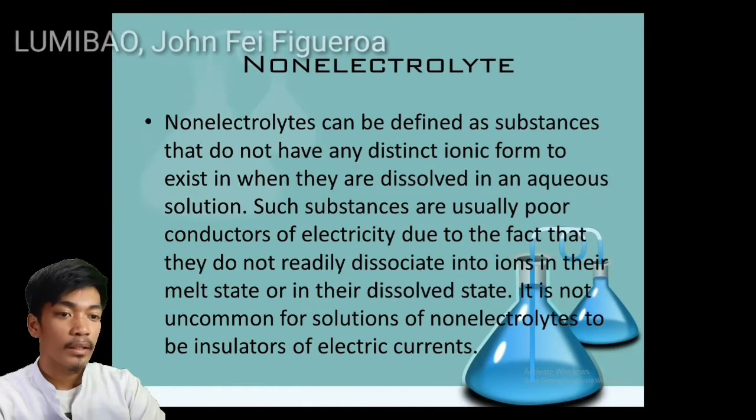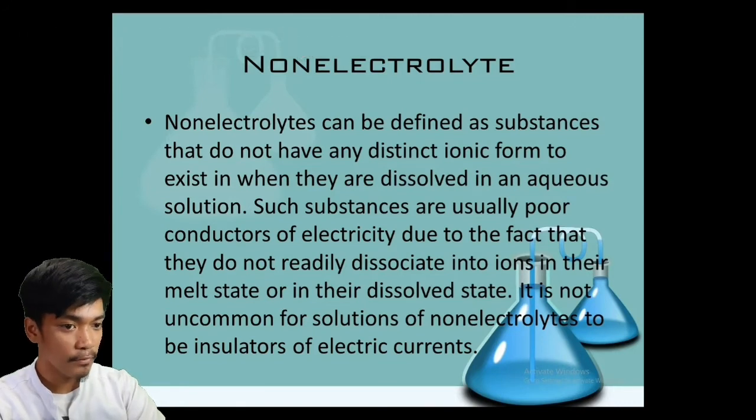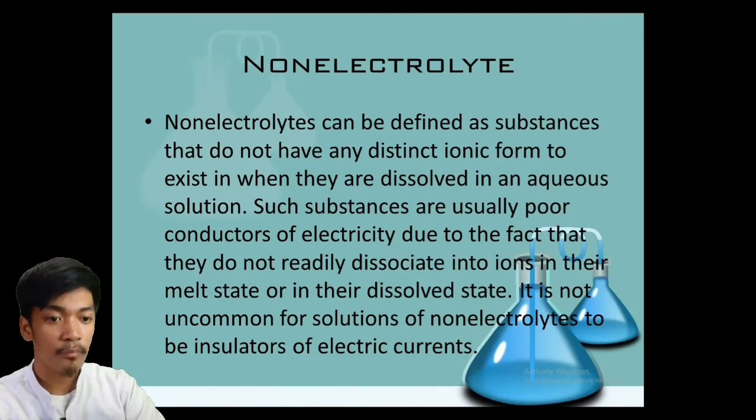Non-electrolyte. Non-electrolytes can be defined as substances that do not have any distinct ionic form to exist in when they are dissolved in aqueous solution. Such substances are usually poor conductors of electricity because they do not readily dissociate into ions in their melt states or in their dissolved states. It is not uncommon for solutions of non-electrolytes to be insulators of electric current.